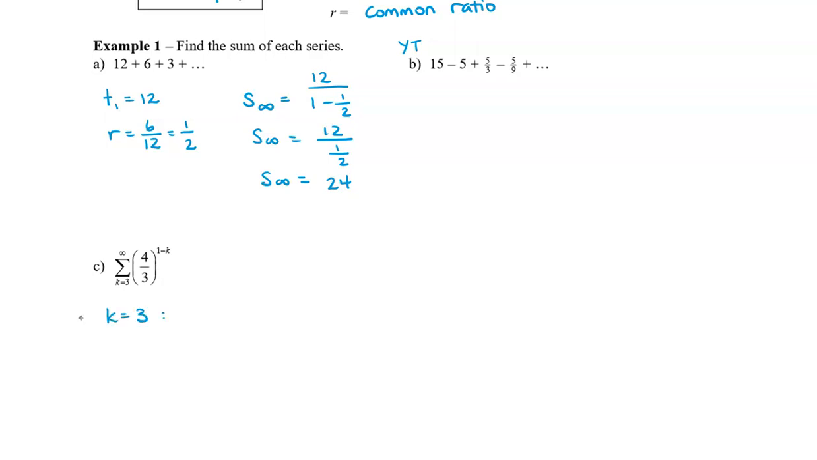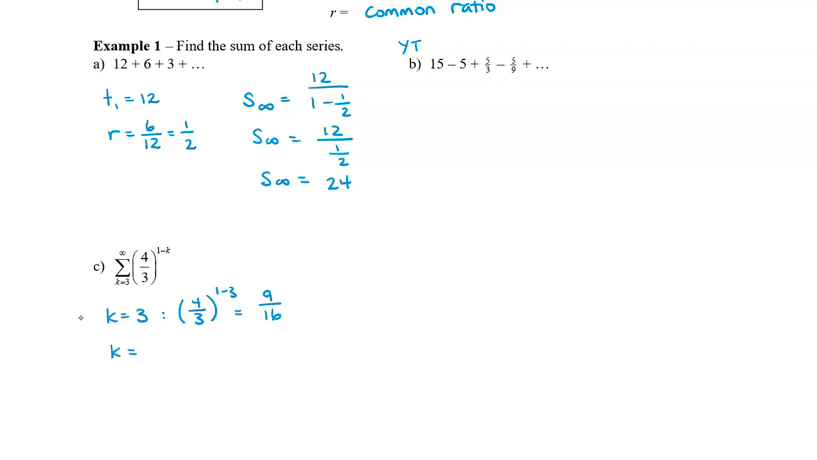So k equals 3. So we have 4/3, and that's going to be 1 minus 3. So that's going to be -2. So -2 means we're going to flip our fraction so that we can get +2 as our exponent. So this will be 9 over 16.